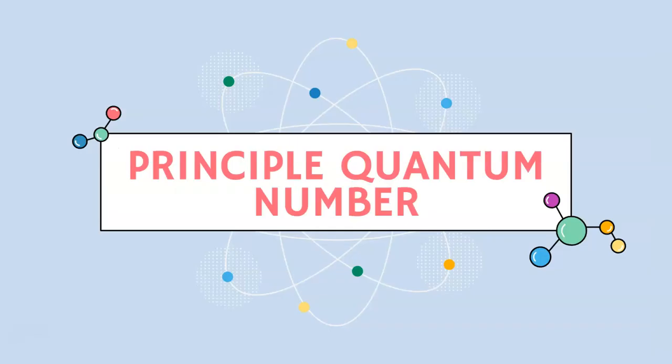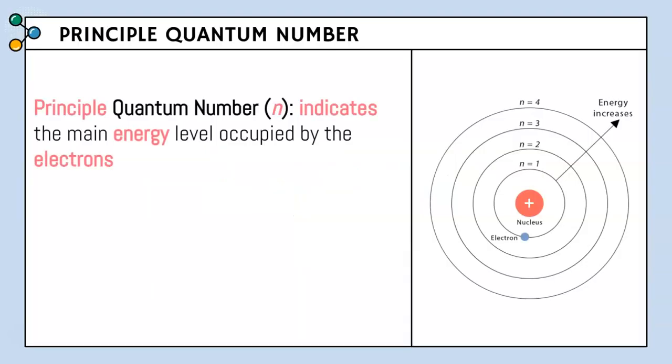The first quantum number we're going to talk about is the principal quantum number. Now, the variable for the principal quantum number is lowercase n, and it indicates the main energy level occupied by electrons. If you remember the last lesson on Bohr models when we talked about orbitals, we said that those orbitals have main energy levels. So whenever we talk about main energy level, we're talking about the orbitals. So in a sense, the principal quantum number is the number of orbitals.